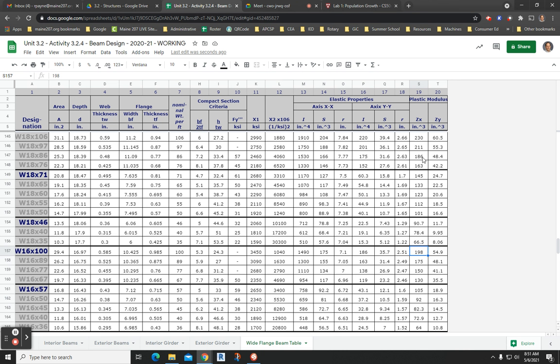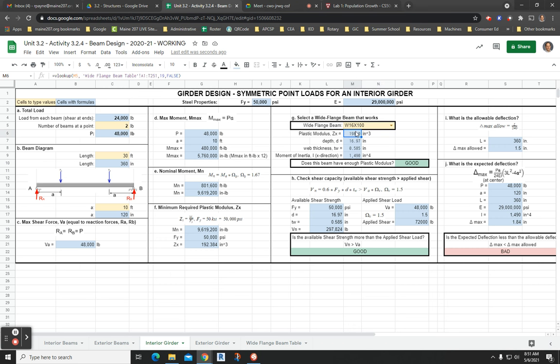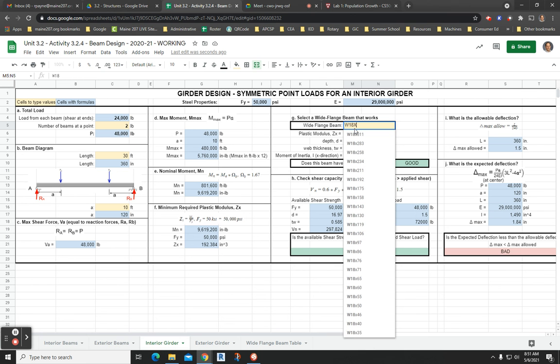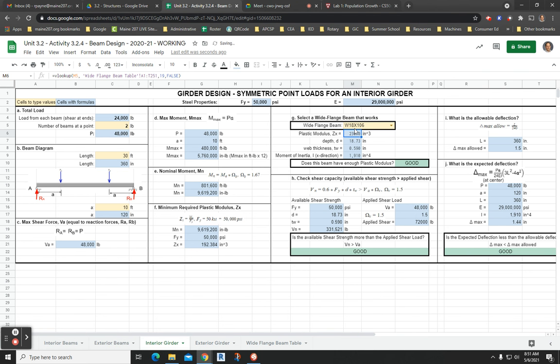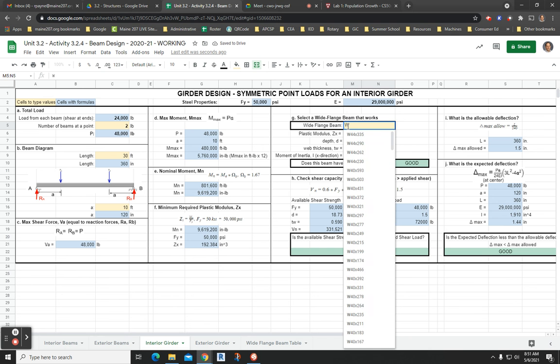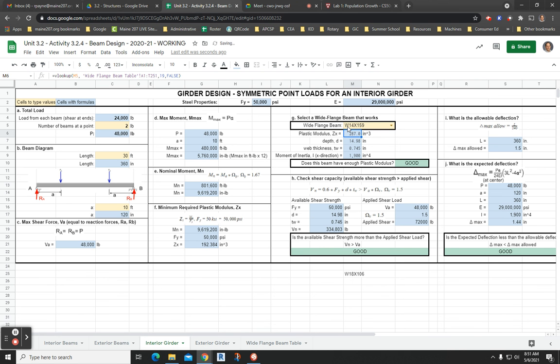But if I go to the 18 by 106, let's see if the 18 by 106 will work. W18 by 106. That's good. All right. And I just saved myself some considerable weight, right? Because what was the one from before that worked? The 14 by what? I can't remember. 14 by 159. So I'm going to just type this down here, W18 by 106, just store that information. And then the W14 by what? 159.